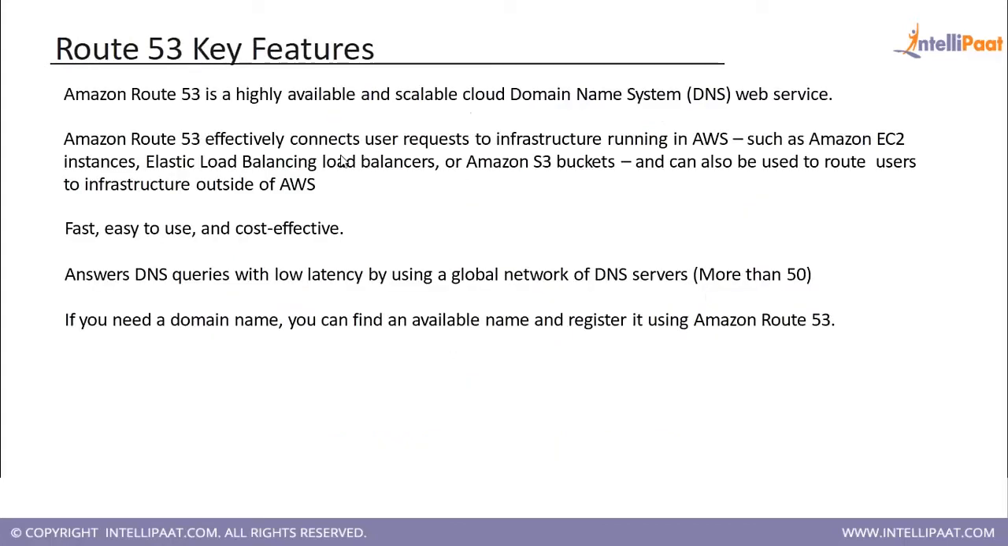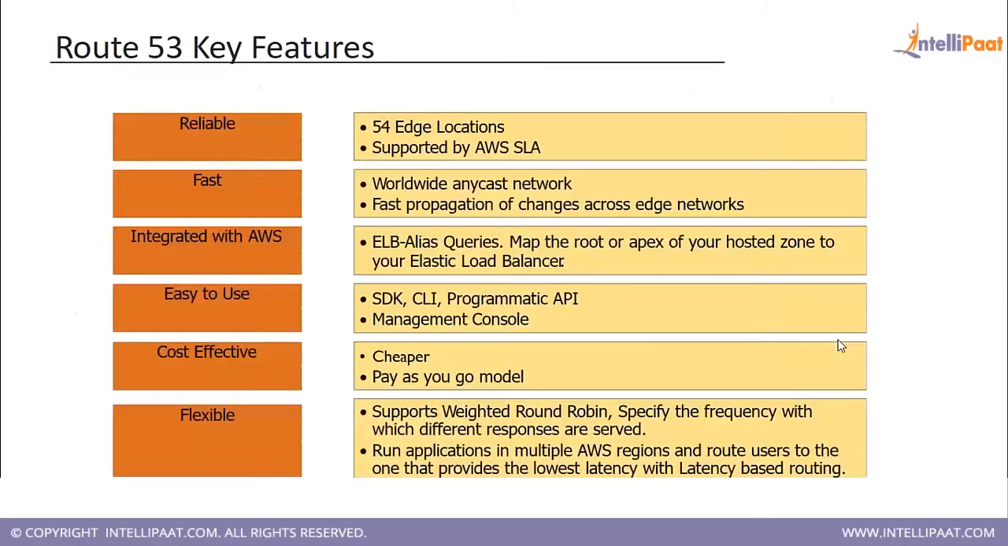So as discussed, it is a highly available and scalable domain name system web service. It effectively connects user requests to infrastructure running in AWS, such as EC2, ELBs, S3 buckets, and we can also route the users to infrastructure outside of AWS. So that is something which we are going to see right now. It is fast, easy to use, and cost effective. It answers the DNS queries with low latency by using a global network of DNS servers. And if you need a domain name, we can find an available name and register it using Route 53.